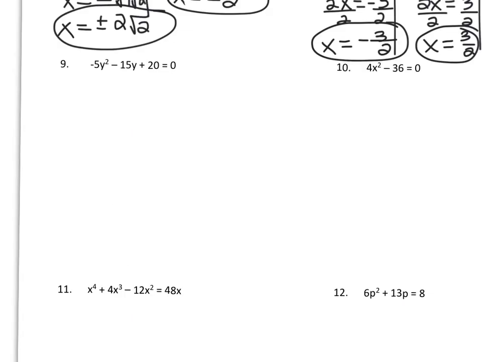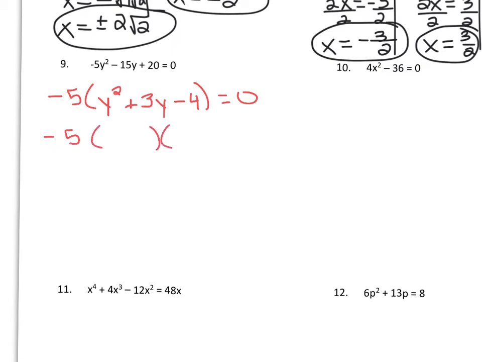Okay, number 9. So here, there is a greatest common factor, which is negative 5, right? So the reason I'm factoring out a negative is because the first term is negative. Let me change colors here, so we'll go to red. All right, so I'm going to factor out a negative 5, which leaves me with positive y squared plus 3y minus 4. I'm going to bring down the equal 0, and then I'm just going to factor further.